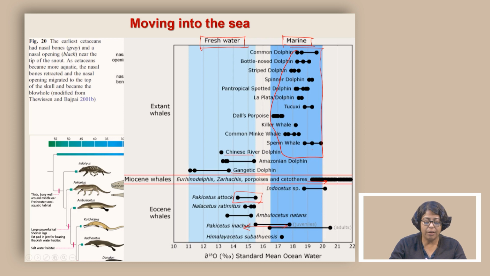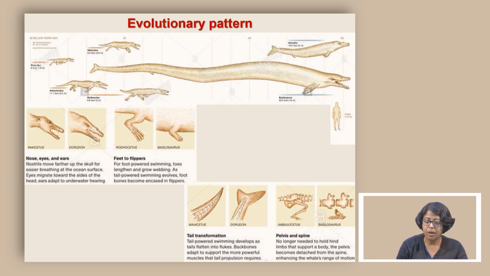So, now we have a varied pattern of ancestors of whales. And the major transitions that we are going to look at are these. One is the nose, eyes and ears. Second is feet to flippers. Third is tail transformation, and final is pelvis and spine.